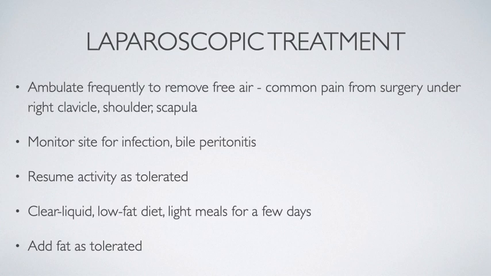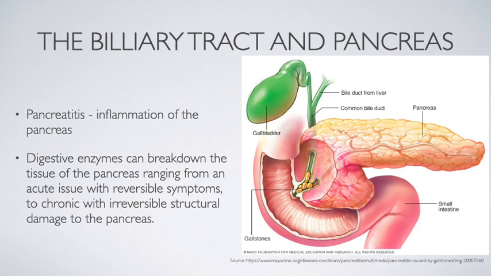Okay, so the pancreas, pancreatitis, inflammation of the pancreas. Digestive enzymes of the pancreas, as you can see here, or gallstones sometimes block the common bile duct, which is important for carrying not only that bile to the small intestine, but also important enzymes and hormones like insulin, glucagon, somatostatin, amylase, lipase, those things.